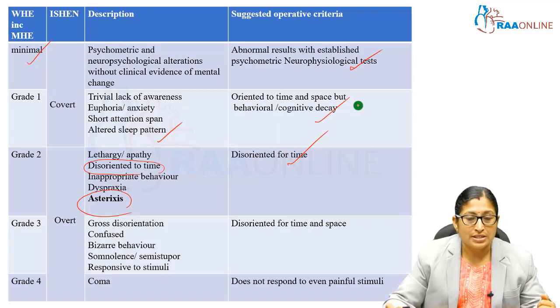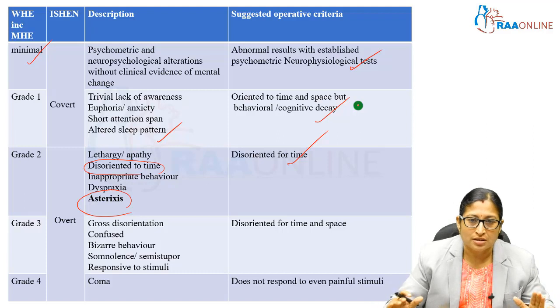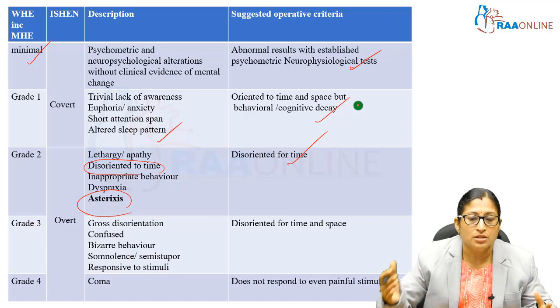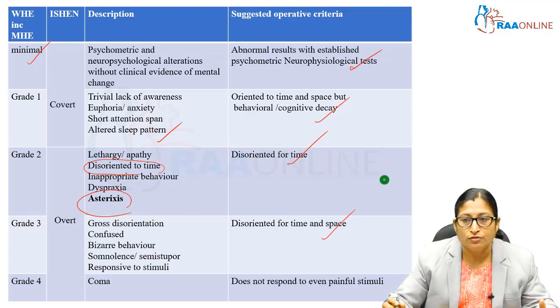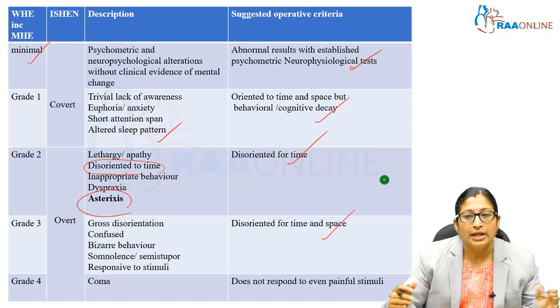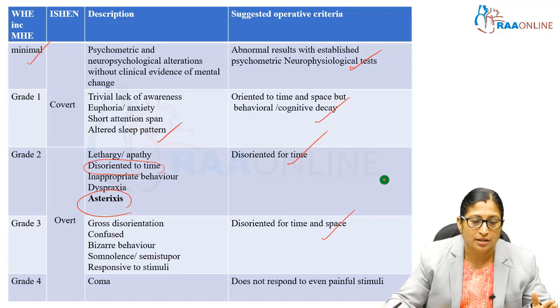And what is grade 3 hepatic encephalopathy? Here the patient is semi-stuporous, there is gross disorientation, bizarre behavior, and confusion, but he is responsive to stimuli. He is stuporous, but he responds to stimuli. There is gross disorientation for time and space. Just disorientation for time comes under grade 2. For both time and space, with the patient semi-stuporous, it comes under grade 3.